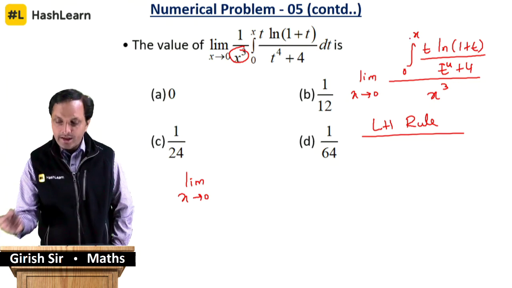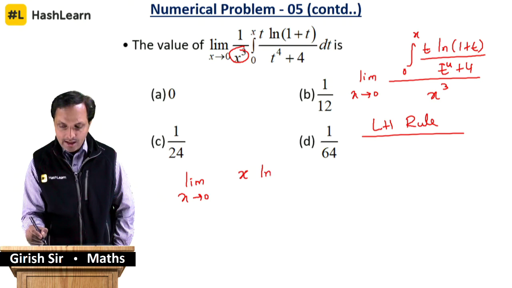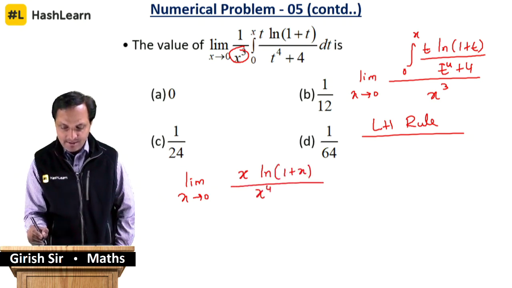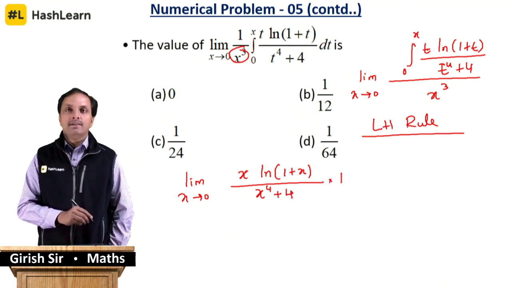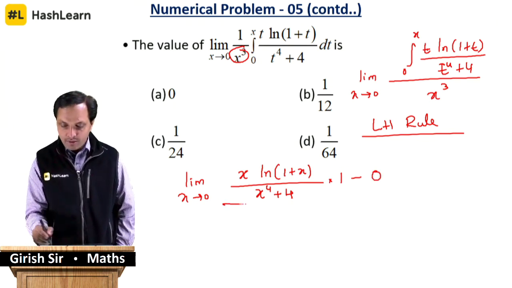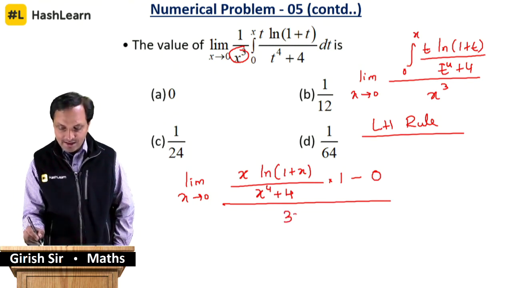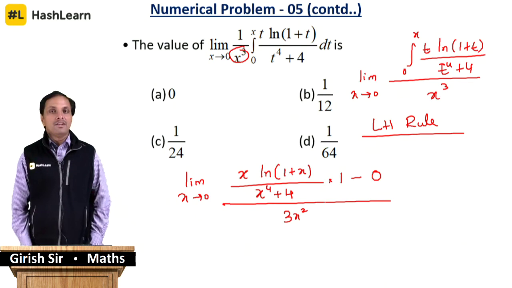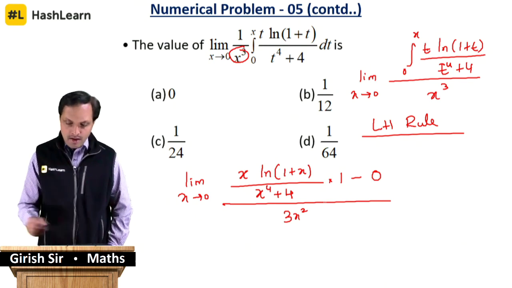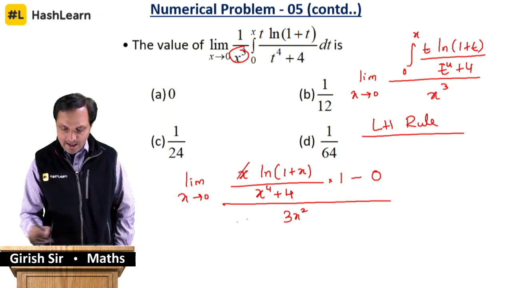The integration sign will vanish when you differentiate. t will become x, so ln(1 plus t) becomes ln(1 plus x), over x power 4 plus 4, into differentiation of x which is 1, minus 0 will give you 0 only. You need not worry about lower limit substitution. Differentiation of x cube is 3x square. Now let us differentiate this. On cancellation, x will cancel with one x.